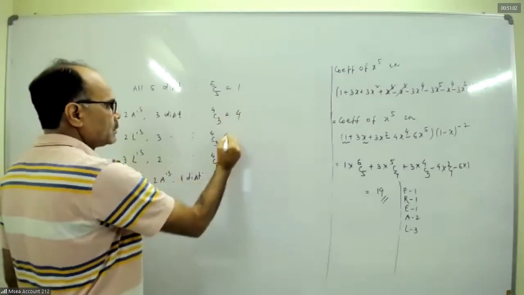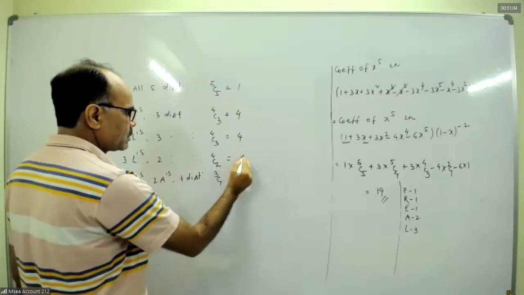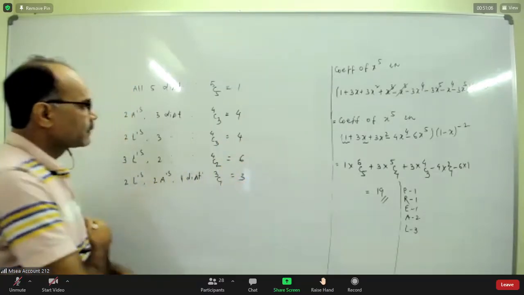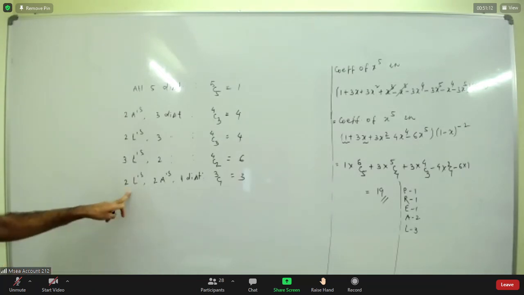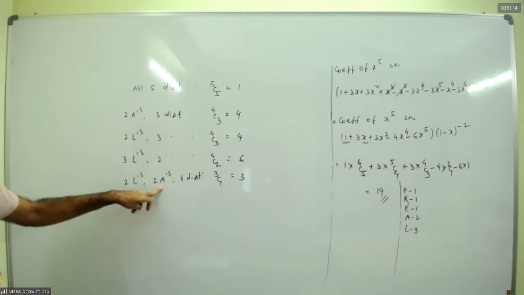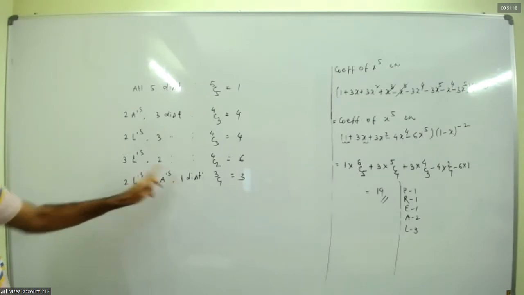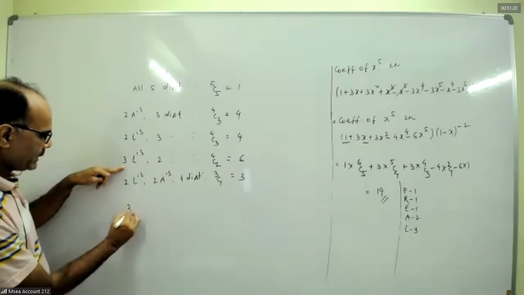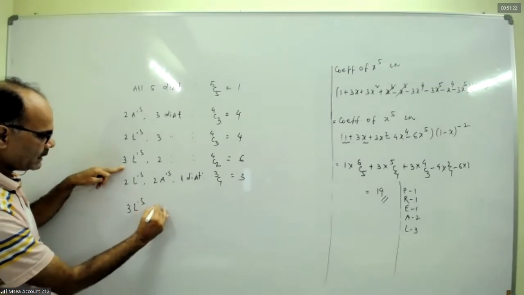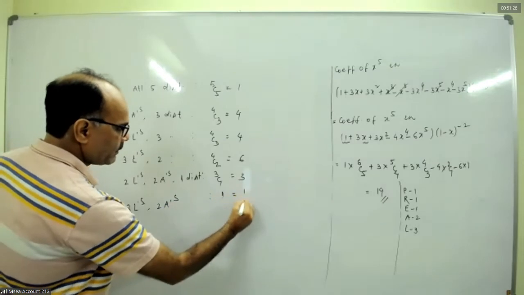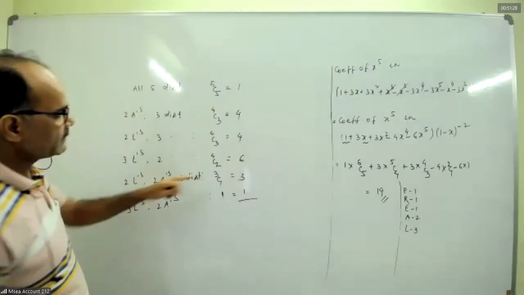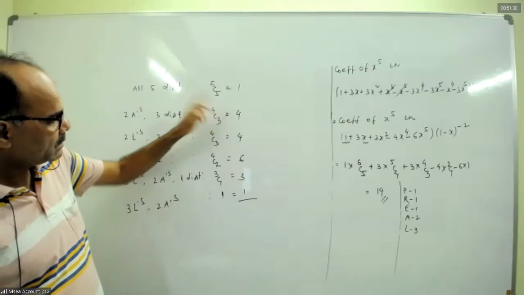4, 4, 6, 3. और कोई केस बचा? एक मिनट. 2 else, 2 A's, 1 distinct. और 3 else, 2 A's, 3 else, 2 A's, 1 way. How much? 19. 19. Same.